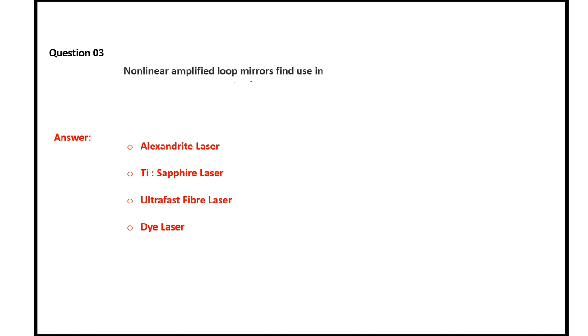Question number three: non-linear amplified loop mirrors find use in alexandrite laser, titanium sapphire laser, ultrafast fiber laser, or dye laser. The dye laser which we studied was the rhodamine 6G or DODCI laser. The second is the ultrafast fiber laser, something which we had discussed in this week's course. Then there are the titanium sapphire laser and the alexandrite laser.